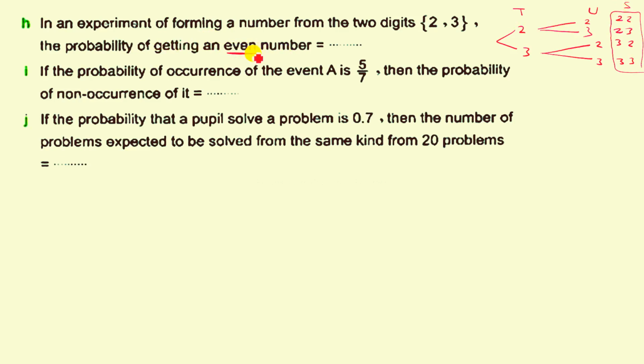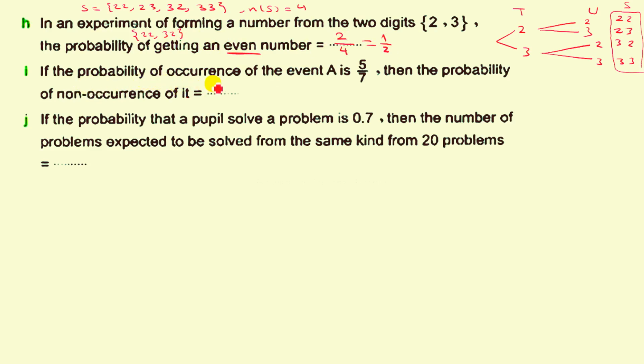هو عايز getting the probability of getting an even number. even number معناها ايه؟ نبص على اليونتس. اليونتس هنا 2 ده ينفع، 3 لا، 2 ينفع، 3. يبقى 22, 32 دول even numbers. السامبل سبيس مرة تانية 22 23 32 33. Number of elements in sample space is equal to 4. وهنا ال event getting an even number 2 elements يبقى 2 over 4 is equal to 1 over 2.